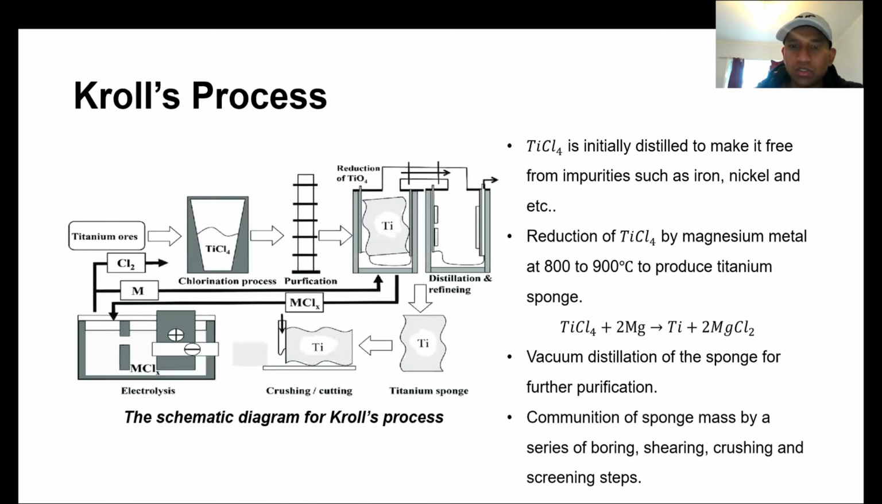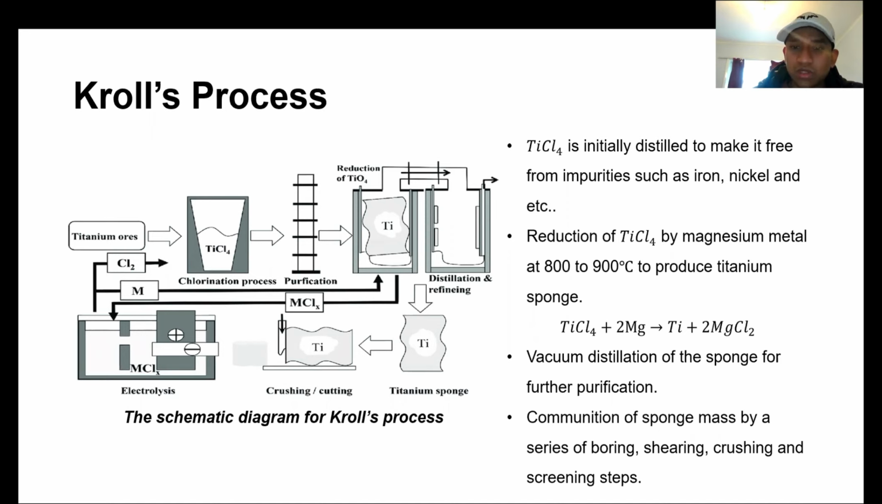In the Kroll process, titanium tetrachloride is initially distilled to make it free from impurities such as iron and nickel. Then it is reduced by magnesium metal at 800 to 900 degrees Celsius to produce titanium sponge. Both the Hunter and Kroll processes produce titanium in the form of a highly porous material called sponge, with sodium chloride and magnesium dichloride trapped in the pores.